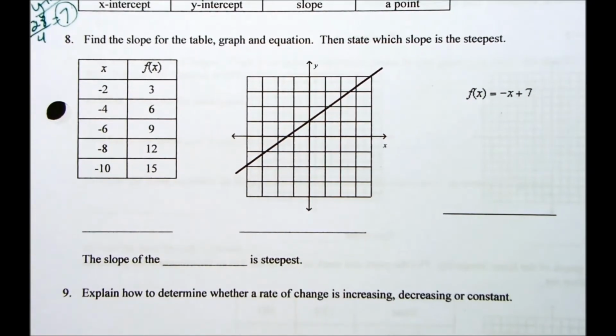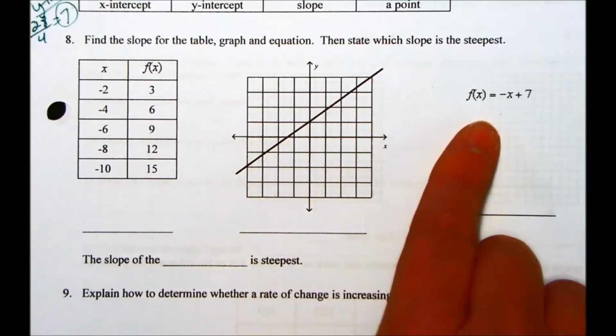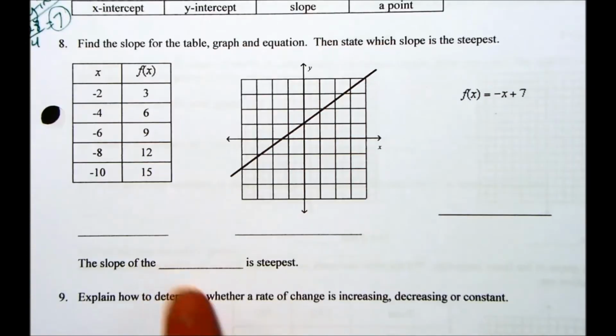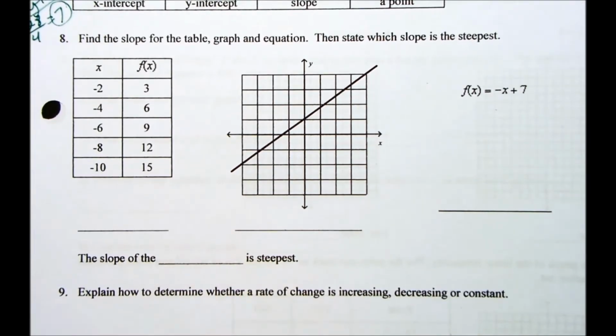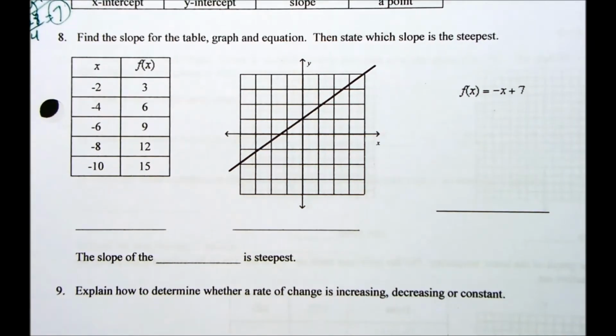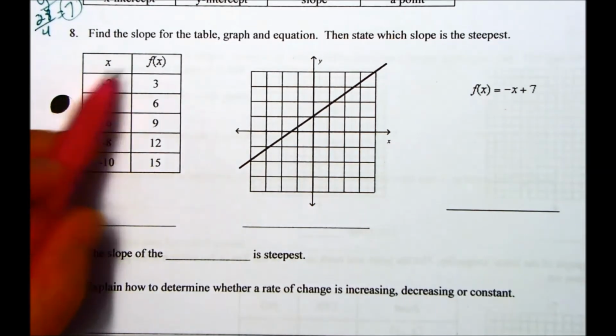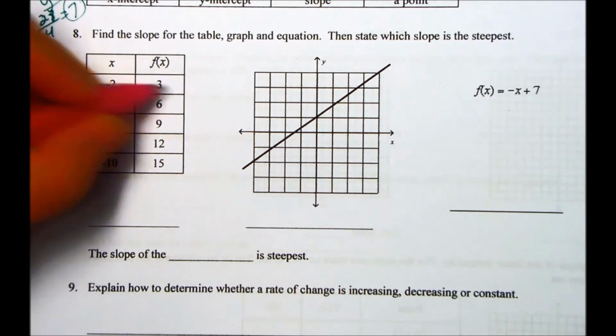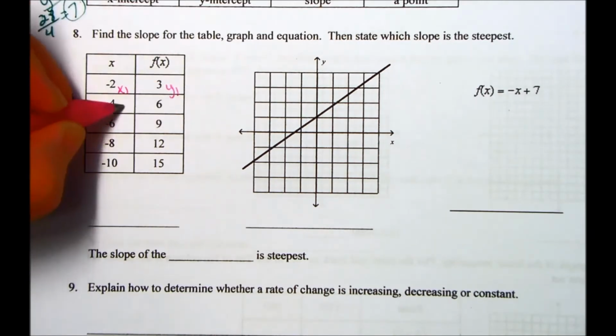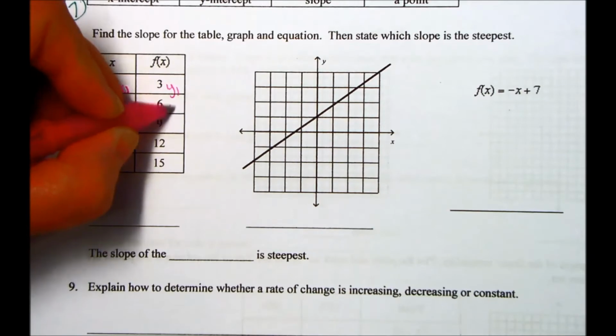Find the slope of the graph, the table, and the equation. And then they want us to state which one is the steepest. Now when you're talking about steepness, it doesn't matter if the slope is positive or negative. What you're looking for is the absolute value of your slope being the largest. So the first thing we need to figure out is the slope for the table. So again, if we look at the first 2 points, you can use any 2 points, but I like to use the first 2 points because the numbers are usually smaller.